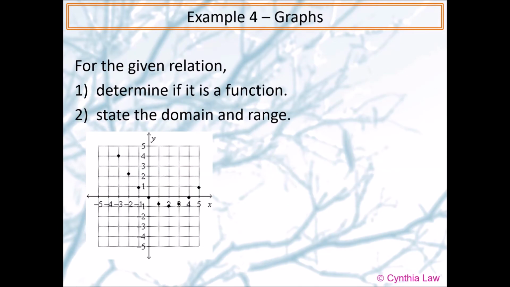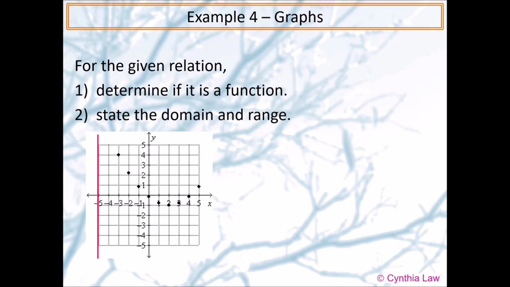Example 4, let's start looking at graphs. We're still checking if we have a function or not, and then we want to state the domain and range. When we're given a graph, we want to use a vertical line to check if it is a function or not. So first we have a vertical line. We're going to slide it across the graph. As we do that, we can see if the vertical line passes through one or more points on the graph.